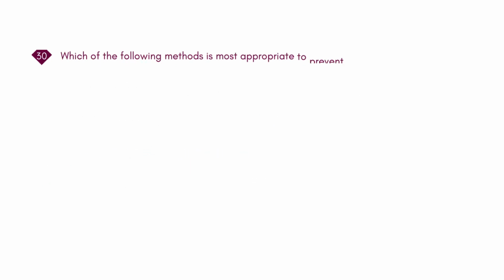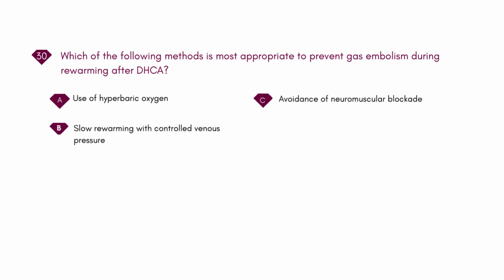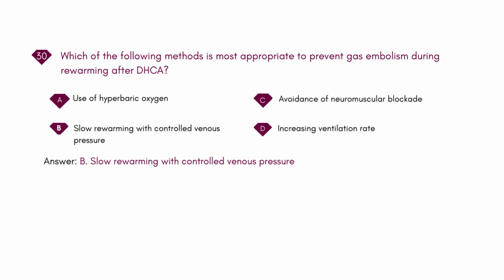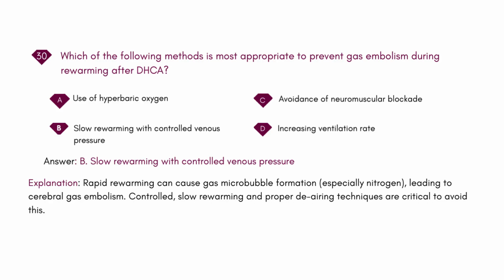Which of the following methods is most appropriate to prevent gas embolism during rewarming after DHCA? A. Use of hyperbaric oxygen. B. Slow rewarming with controlled venous pressure. C. Avoidance of neuromuscular blockade. D. Increasing ventilation rate. Answer: B. Slow rewarming with controlled venous pressure. Explanation: rapid rewarming can cause gas microbubble formation, especially nitrogen, leading to cerebral gas embolism. Controlled, slow rewarming and proper de-airing techniques are critical to avoid this.